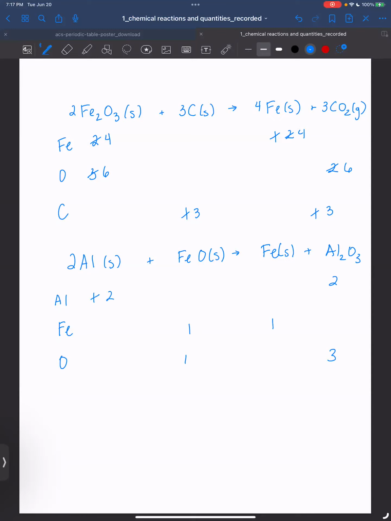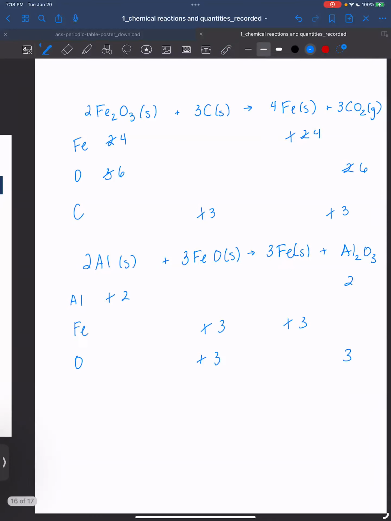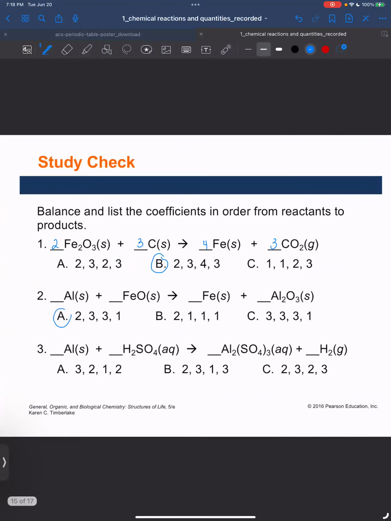For the iron, it looks like they're good for right now. We have 1 and 1. For the oxygens, I need to add a 3 here to balance out the 3 oxygens on the right side. But that changes the number of iron atoms. And so that means I need to have a 3 here to balance out the iron. So these stoichiometric coefficients are 2, 3, 3, and 1, which was choice A.